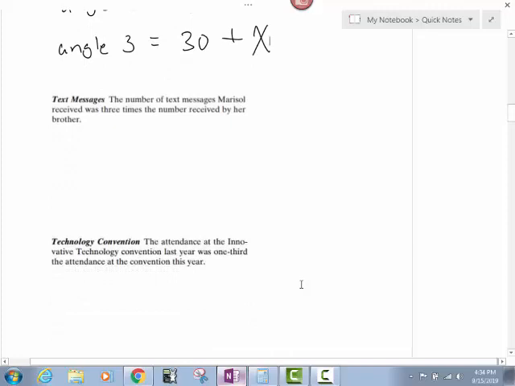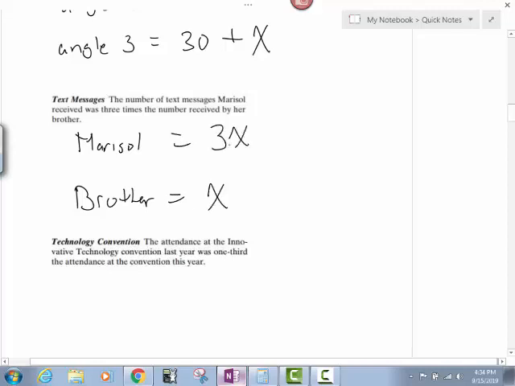Text messages. The number of text messages Marisol received was 3 times the number received by her brother. So Marisol, and then her brother. I don't know how many messages her brother received, so I'm going to call that X. Marisol received 3 times the amount.